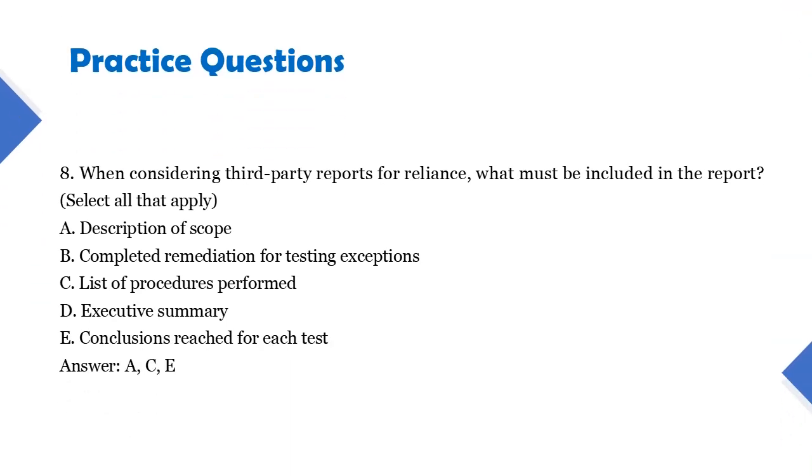8. When considering third-party reports for reliance, what must be included in the report? Select all that apply. A. A description of scope. B. Completed remediation for testing exceptions. C. List of procedures performed. D. Executive summary. E. Conclusions reached for each test. Answer: A, C, E.